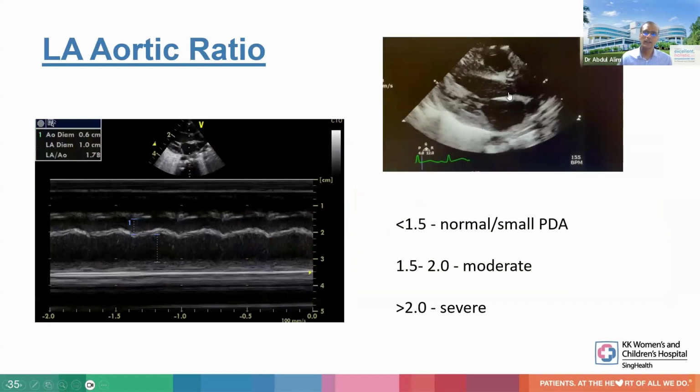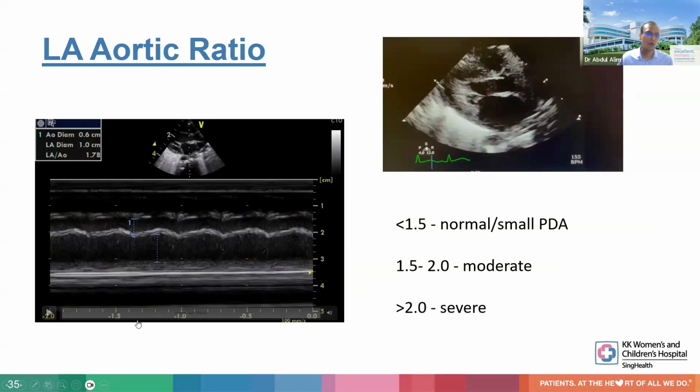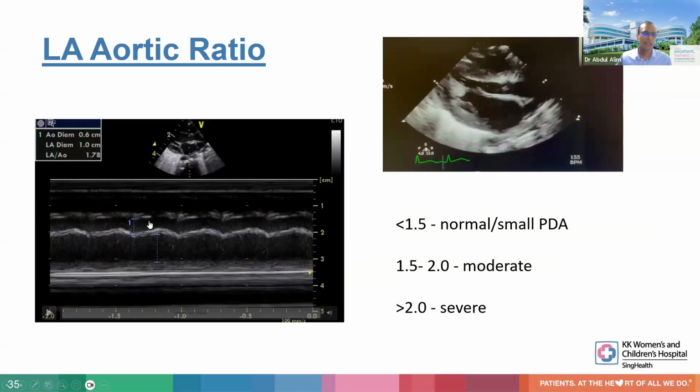So next, in that same view, we get an M-mode measurement. The top line is the aortic root, and this one is the left atrium. We can measure the left atrium from the leading edge to the leading edge here, and then the aorta is also measured.